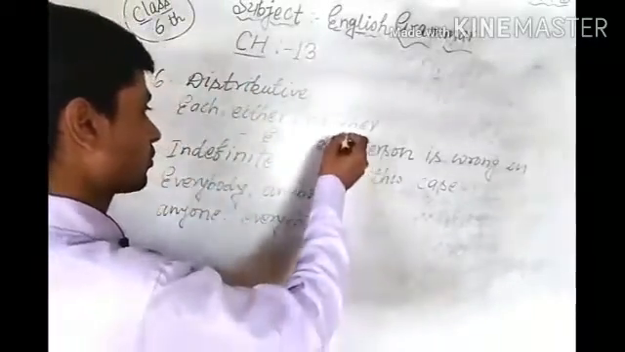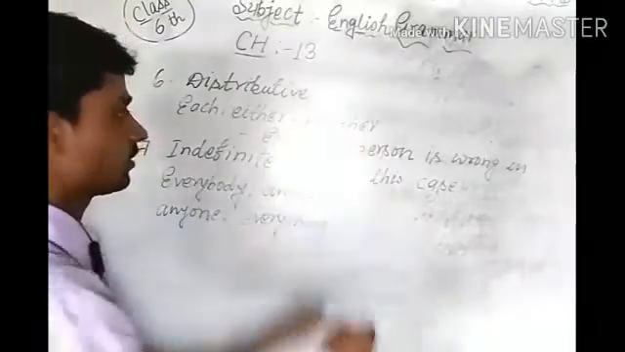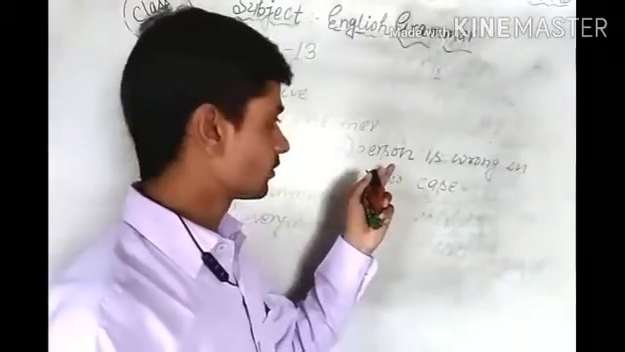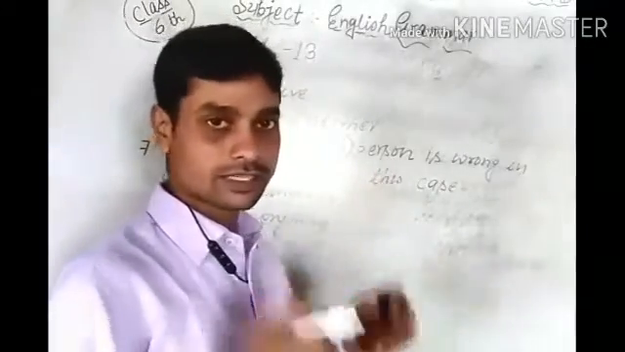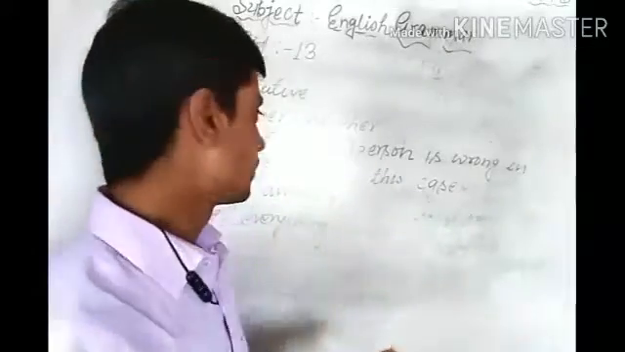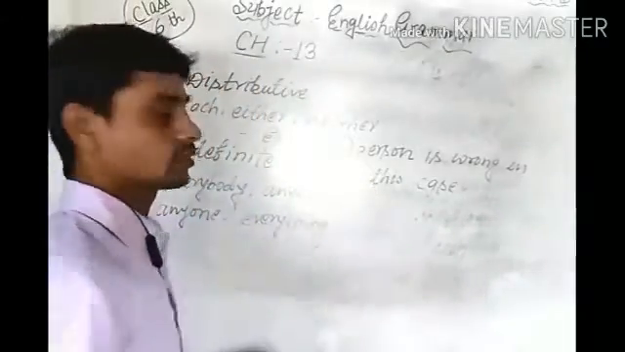In this sentence which word is distributive? Each. And each is indicating about a person, that indicates about the same time, but this is saying about the whole persons. Okay, so the word each is called distributive.